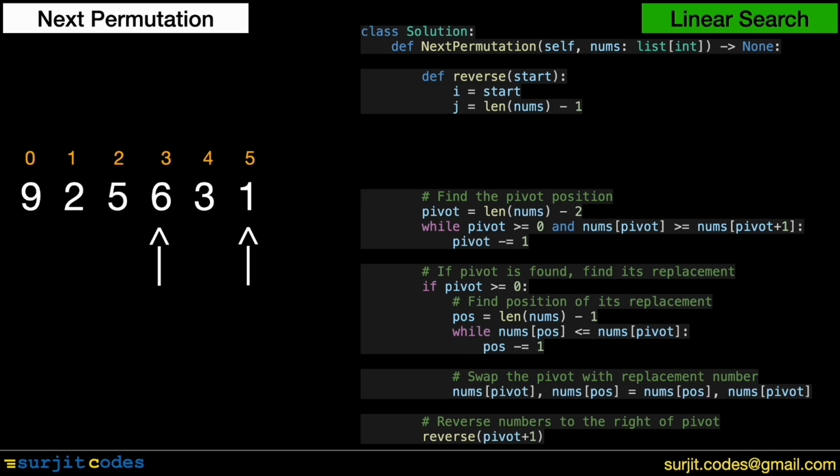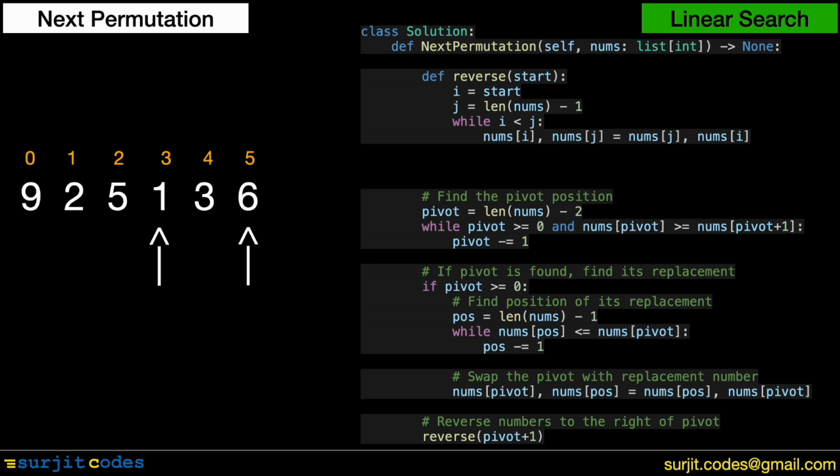The reverse function uses the two-pointer method. Start gets the value pivot +1 and it becomes the left pointer. Last number of the list becomes the right pointer. We start the while loop that runs till the two pointers meet or cross each other. In the first iteration of the loop, we swap 6 with 1 to get this arrangement. Now we move the two pointers towards each other. The two pointers meet each other and the loop terminates. And the present arrangement is the required permutation.